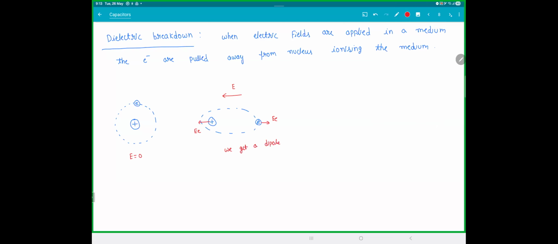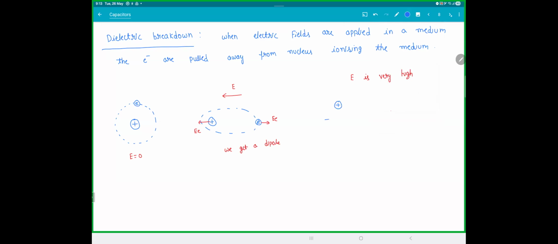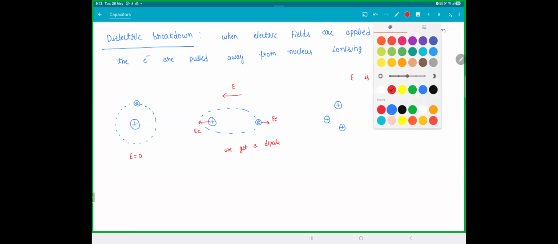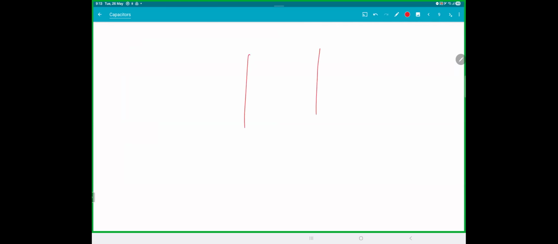But if you apply a really high electric field, the force is so high, what will happen? The electron will simply come out of the nucleus. This whole region, the air, which is supposed to be an insulator, suddenly becomes conducting. And if the medium becomes conducting, it has become like this. The two plates which are there, it feels as if there's a wire between them. So the charge will start jumping across the wire.